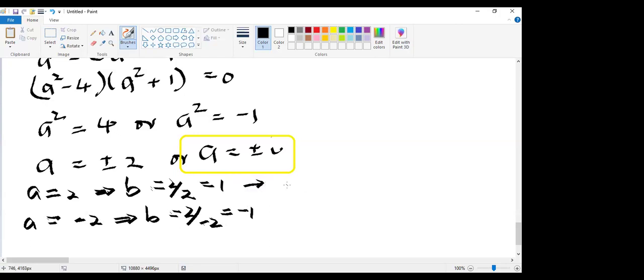So from this one, we are getting a plus bi, and from this one we are getting negative 2 plus minus i. Then there is 2 plus i, and also negative 2 minus i. That is where I was able to stop.